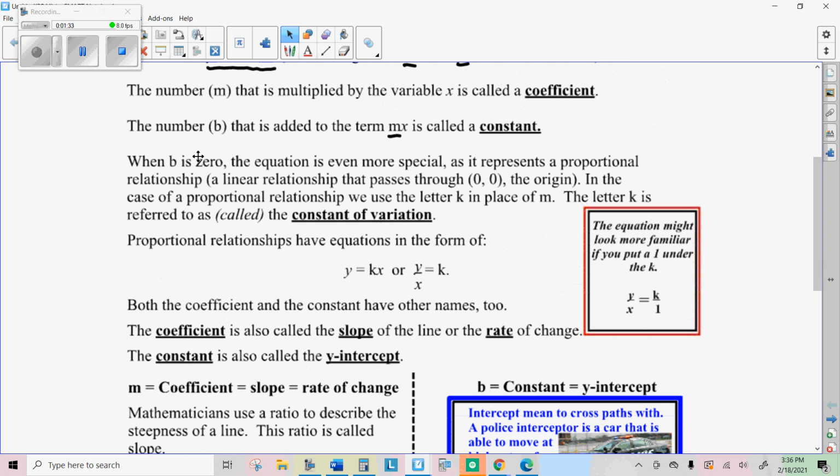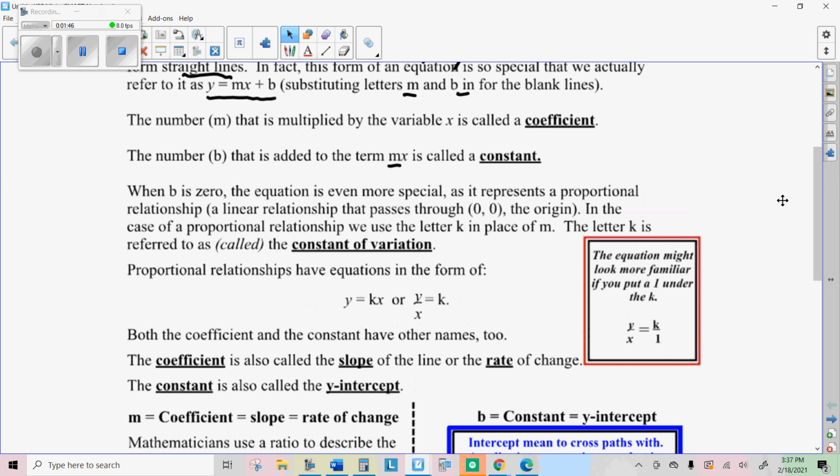But when b is 0, the equation is even more special. It represents a proportional relationship. Now, we did see that before, and real simple proportional relationships have equations of this form. They're just something times x, like y equals 3 times x. So basically we're saying y is 3 times as big as whatever x is. I'll just make a quick table of that so you can see. We'll do the first few x's here. So this is saying multiply 3 times that value.